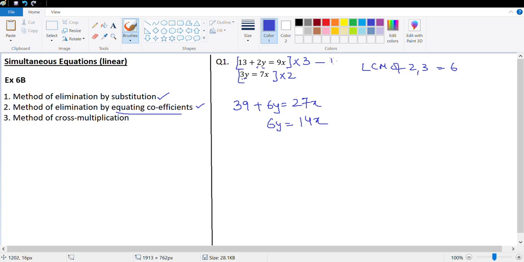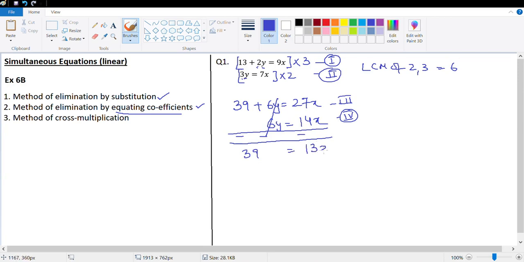So this was equation 1, this is equation 2, now we have equation 3 and we have equation 4. So after we've got the coefficients equal, I noticed that both the coefficients of y are equal for equation 3 and 4. Let's subtract them. So if I subtract these two equations, then 6y minus 6y gets cancelled, which means I am left with 39 minus 0, that's 39 is equal to 27 minus 14, which is 13x.